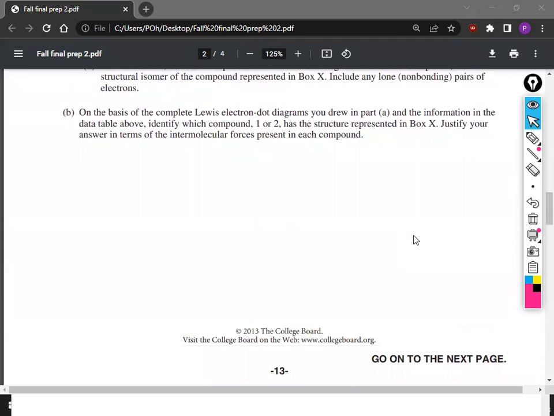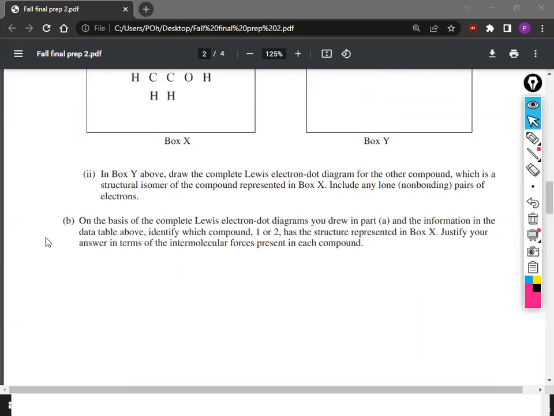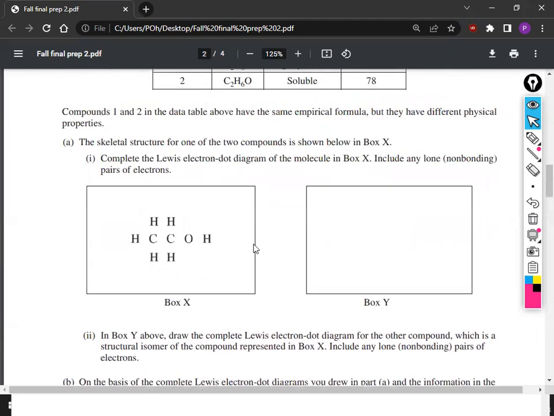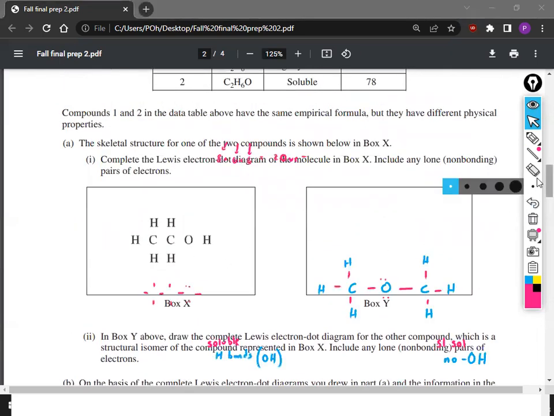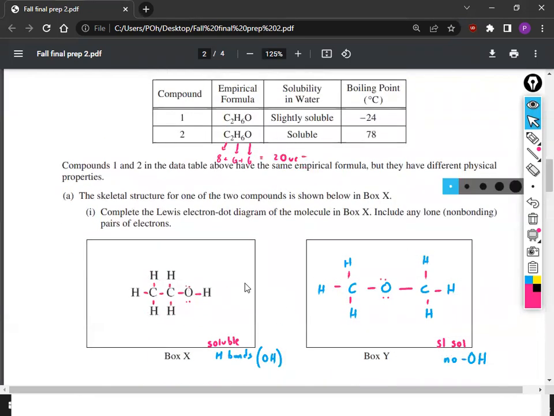Part B. Make sure you guys have the Lewis structures. I'm going to read it and then we'll go back up. Based on the Lewis dot diagrams you drew, you need to identify which one of these is compound 1 and which one is compound 2. We already kind of did that. Which one is compound 1, X or Y?